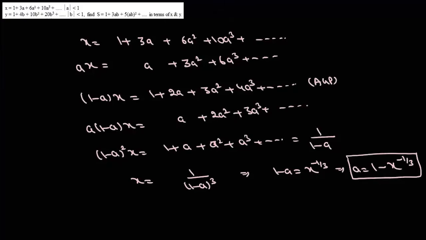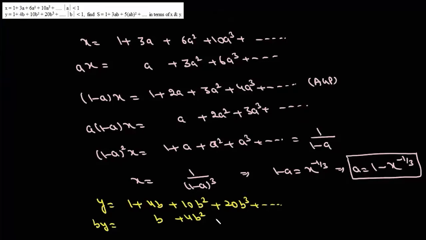Now this second series is y equals 1 plus 4b plus 10b square plus 20b cube up to infinite. Now again we'll multiply it with its common ratio b and displace it by 1. So we'll get by will be equal to b plus 4b square plus 10b cube up to infinite.